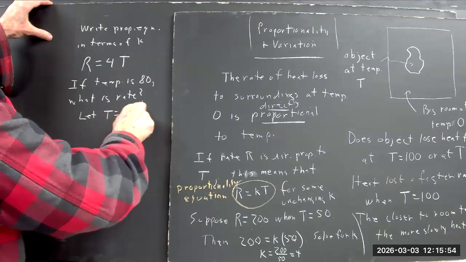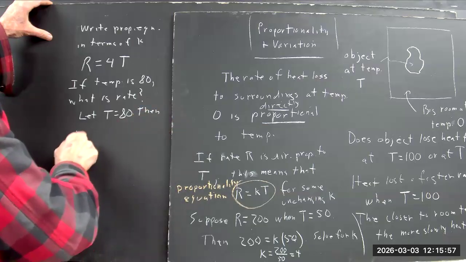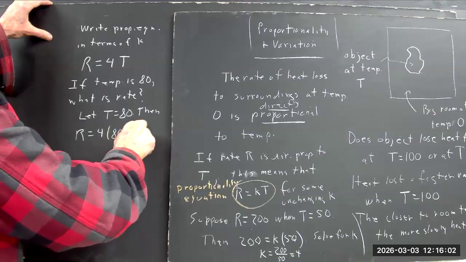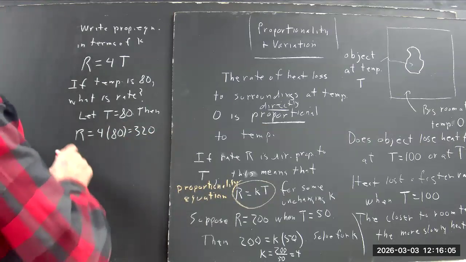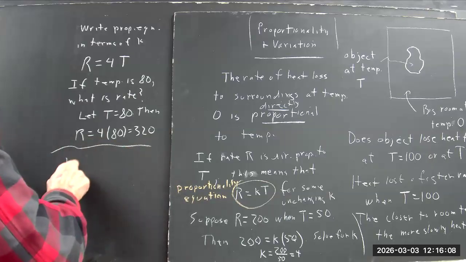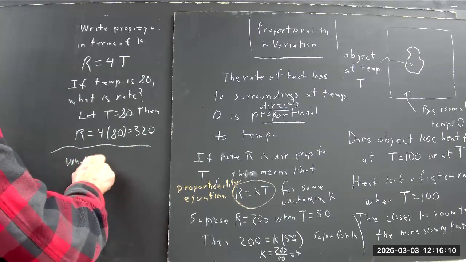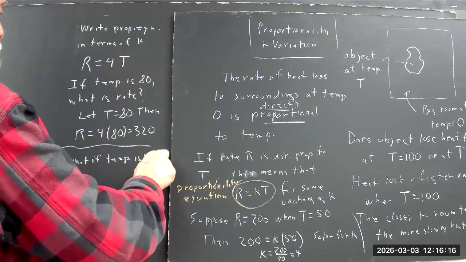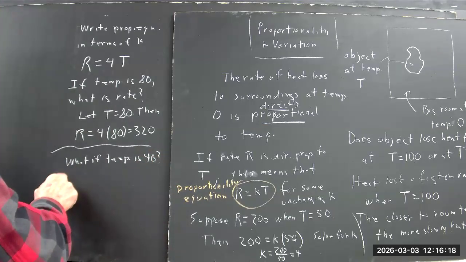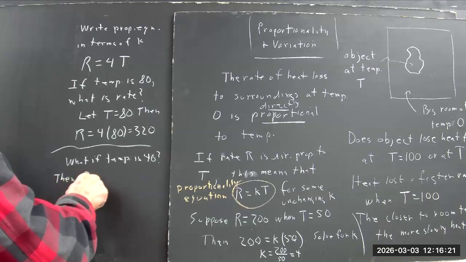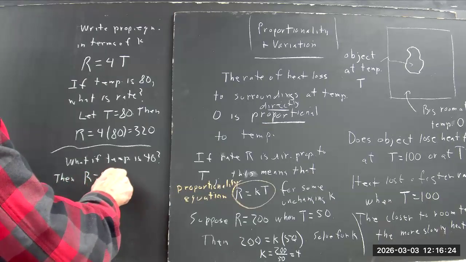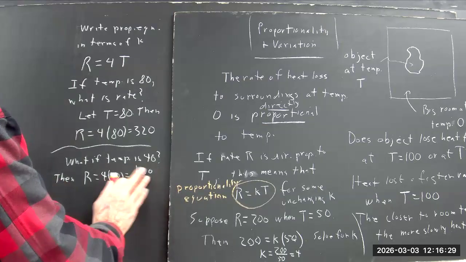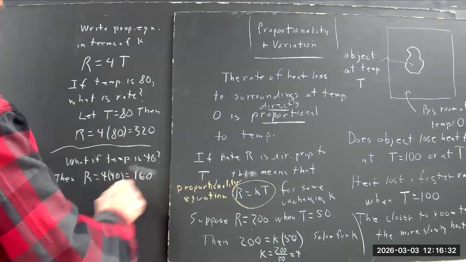That T equals 80. Then the rate equals 4 times 80, equals 320. What if the temperature's half as great? Then the rate equals 4 times 40, which is 160. I don't know why I wrote it way up there, 160.